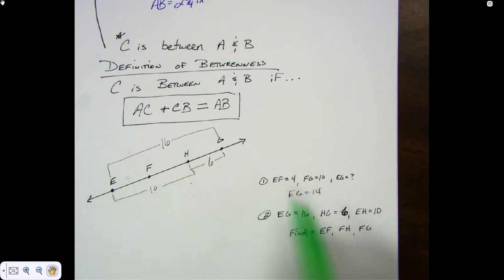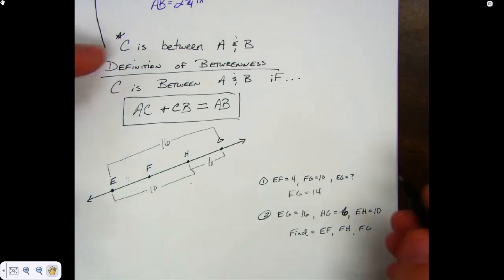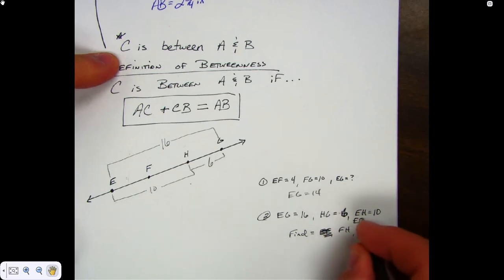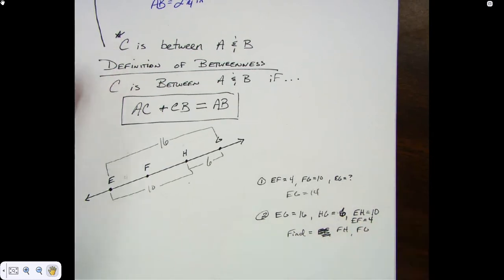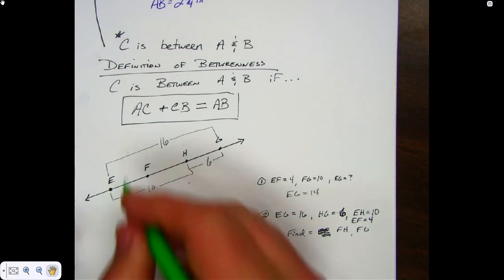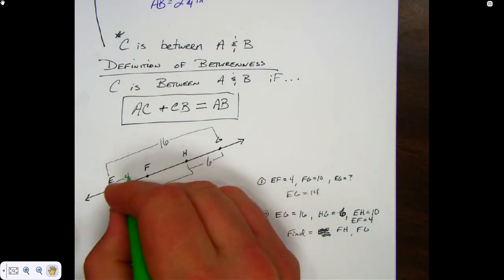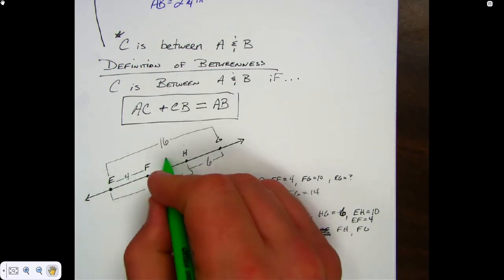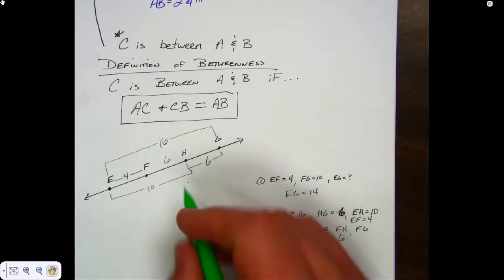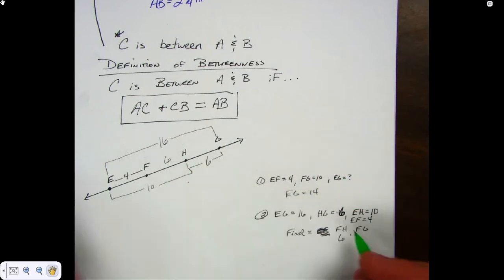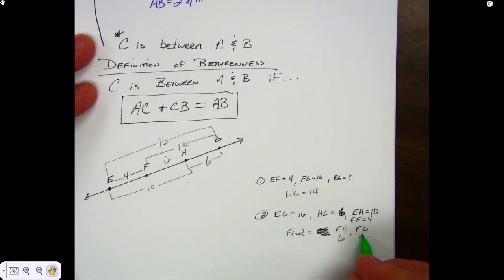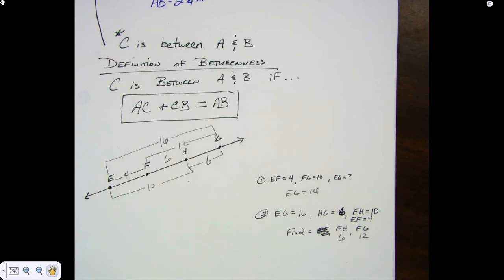EF is equal to 4. Does that change things? Yes, it does. So, what does that make FH? 6. What does that make FG? 12. Now we're done. Questions? 2 smaller parts equal the whole thing, right?